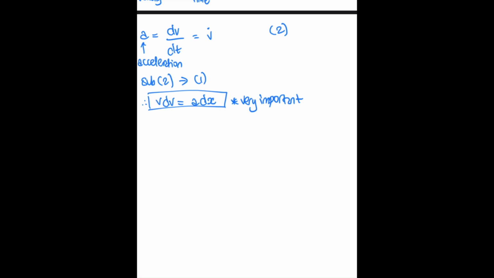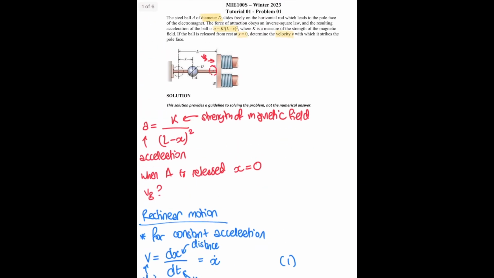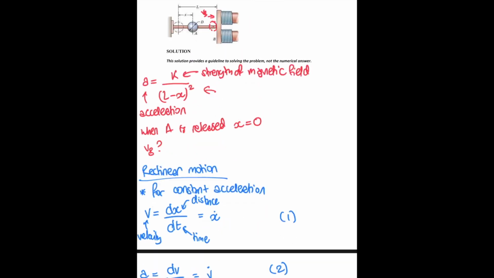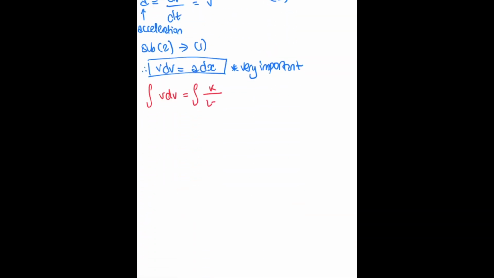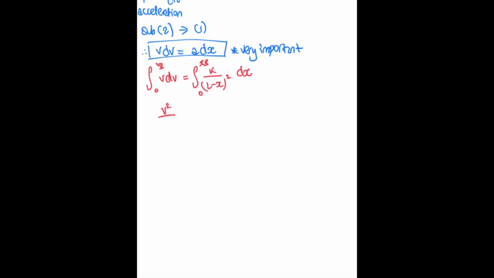Now, when we have v dv is equal to a dx, the obvious way to solve it is by integrating. So we find the integral of v with respect to dv, and a, which we know from here is k over (L minus x) all squared, with respect to x. Our boundary conditions are 0 to xb and 0 to vb. The integral of v is going to be v squared over 2.